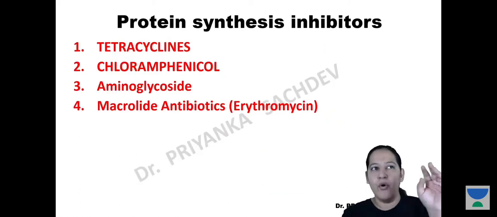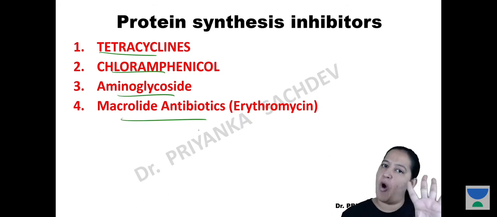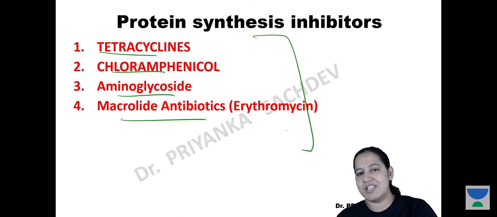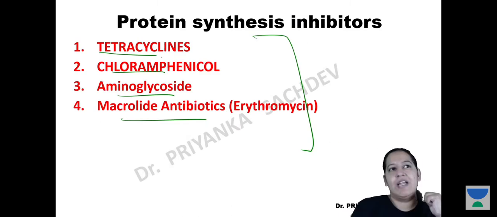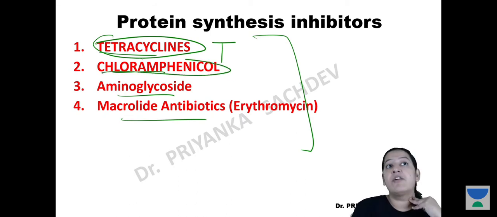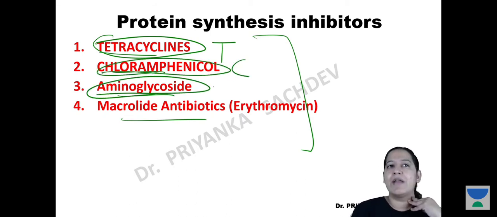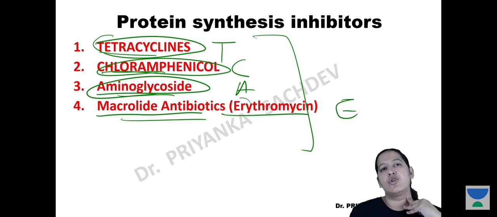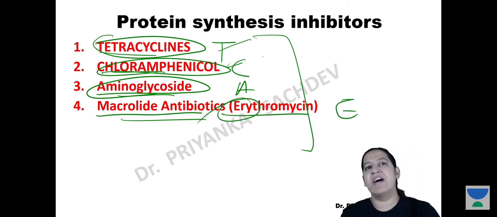So there are 4 antibiotics. Each one of them will block one step of translation. These are the 4 steps of translation. Tell me the 4 steps. Who will tell me the 4 steps? We have 4 antibiotics. Let's talk tetracycline. I will write tetracycline as T, chloramphenicol as C, aminoglycoside as A, and macrolide erythromycin as E. So I have given one letter to each of them.